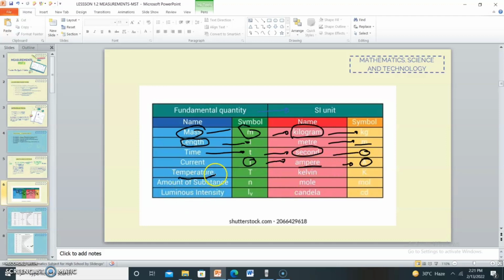And temperature, the symbol is capital letter T, and the SI unit to be used is kelvin. Amount of substance, the symbol is n, and the SI unit is mole. And lastly, luminous intensity, the SI unit is candela, which is cd. So that is the fundamental quantity and SI units.